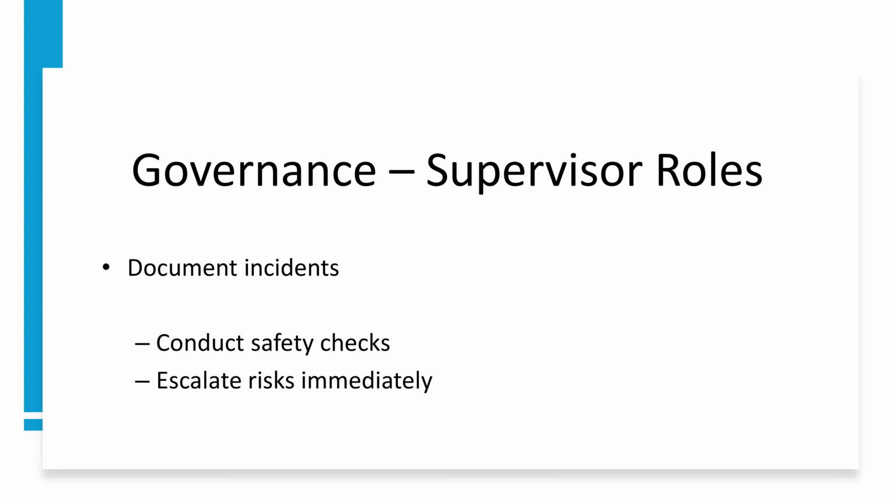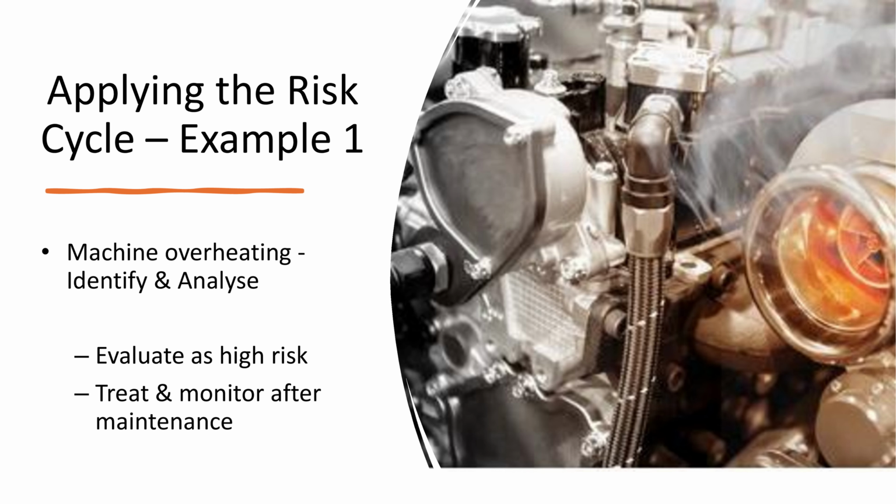For production supervisors, governance becomes practical through 1. Documenting shift incidents. 2. Conducting safety checks. 3. Ensuring operators comply with standards. 4. Escalating risks immediately. And 5. Upholding ethical conduct. Now let's examine the full risk cycle once more with practical manufacturing examples to strengthen your ISA readiness. Now let's revisit the cycle with detailed examples that mirror ISA-styled questions.